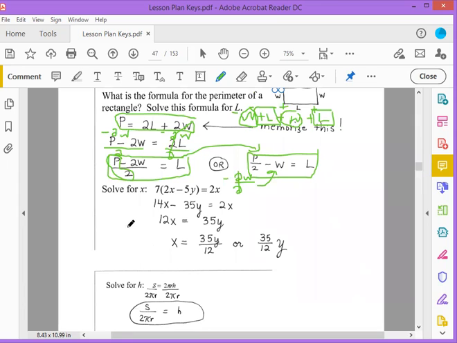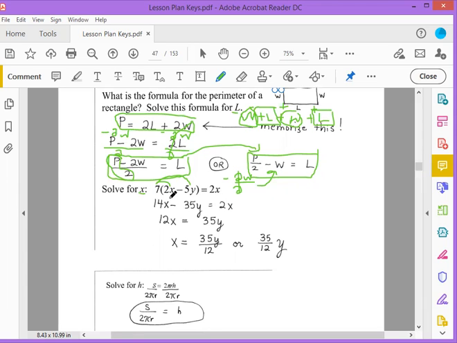For the next problem, we're solving for x. We have 7 times 2x minus 5y. We need to distribute this 7. So 7 times 2x gives us 14x. 7 times minus 5y gives us negative 35y. Carry down our equal sign and the 2x.